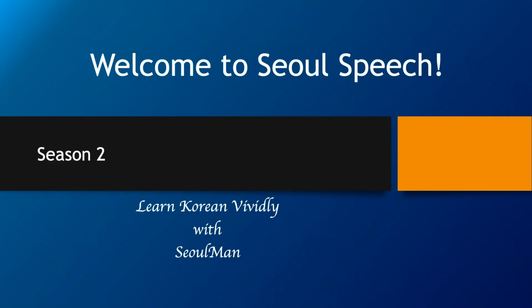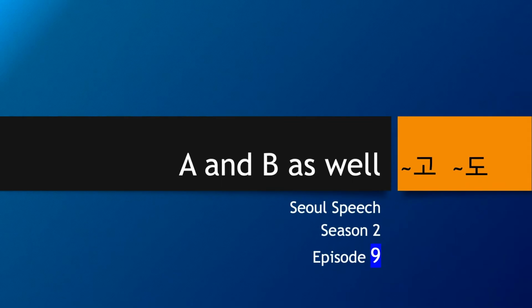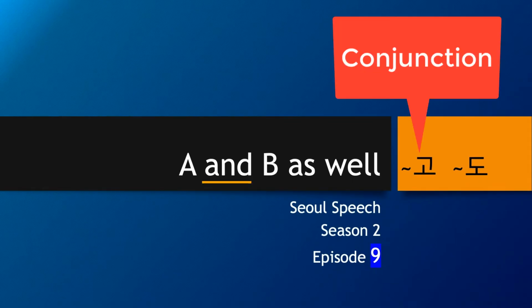Previously we talked about 면 or 하면 for if and when. Today we are going to cover another expression on how to say A and B as well using 고 and 도.